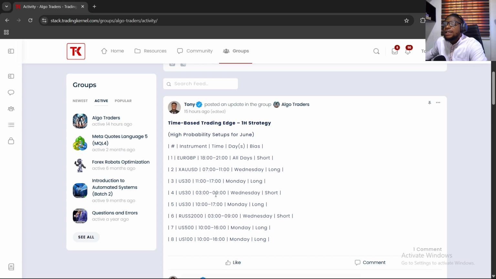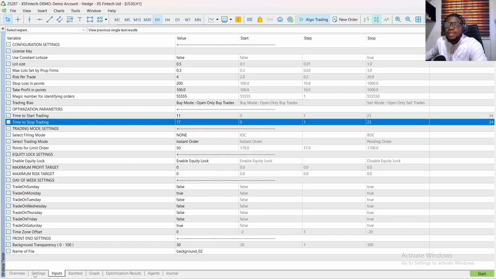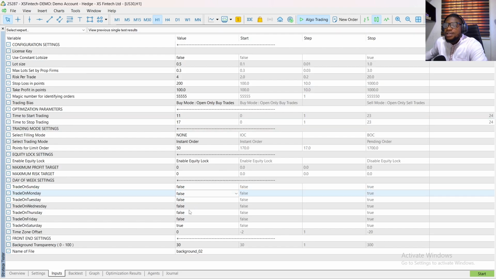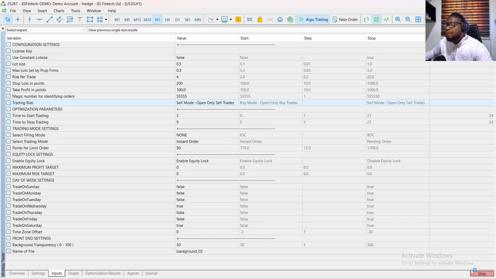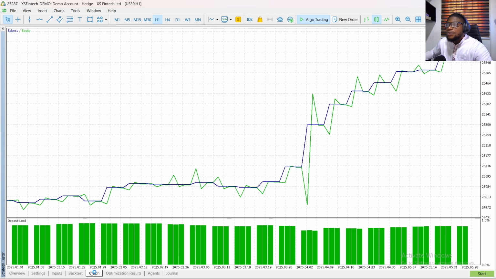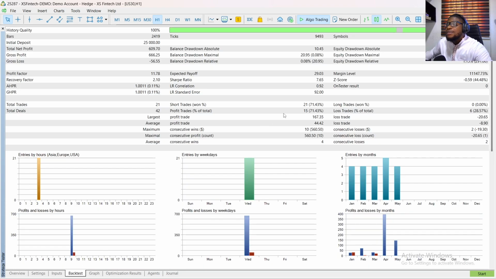You can also see for the US 30 on Wednesdays here. From 3 to 9, we have a short bias here. So let's look at that. Going to open up my settings. US 30, and I'm going to change Mondays to Wednesdays here. So we are only trading on Wednesdays, and from 3 to 9, we're changing our bias to short. I'm just going to click on start. And this is what it looks like. So every Wednesday, according to our back test, you have a 71% probability of being correct on your bias here and a 28% probability of being wrong.